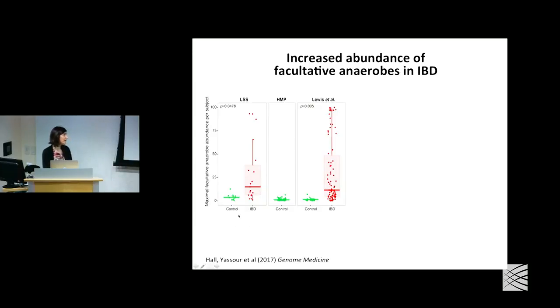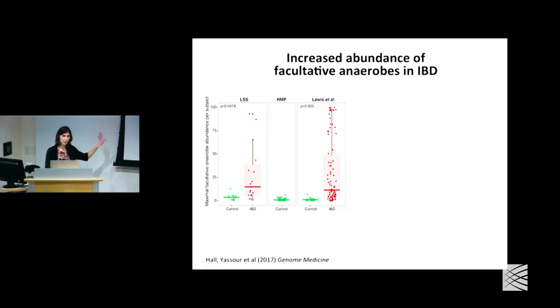But what he saw was striking when he assigned the classification of facultative anaerobe to the microbes. He saw that in inflammatory bowel disease, there was a much larger proportion of samples that had these facultative anaerobes. There's almost none in the control samples in our study. He looked at the Healthy Human Microbiome Project samples. Almost no facultative anaerobes were present in those. And in this validation cohort that I mentioned, again, he saw the same pattern where in inflammatory bowel disease, there were many more microbes that were facultative anaerobes.